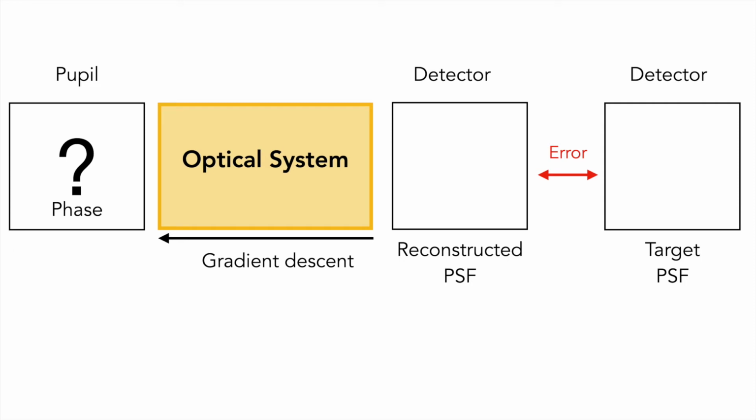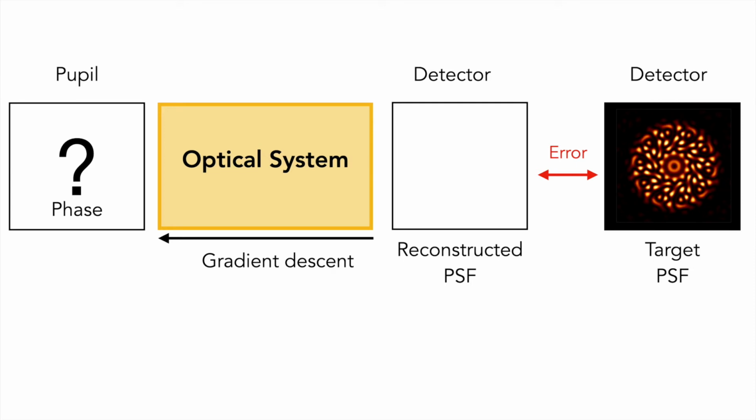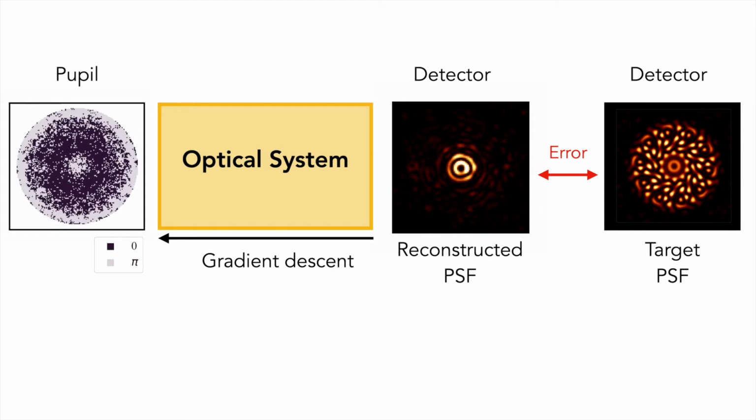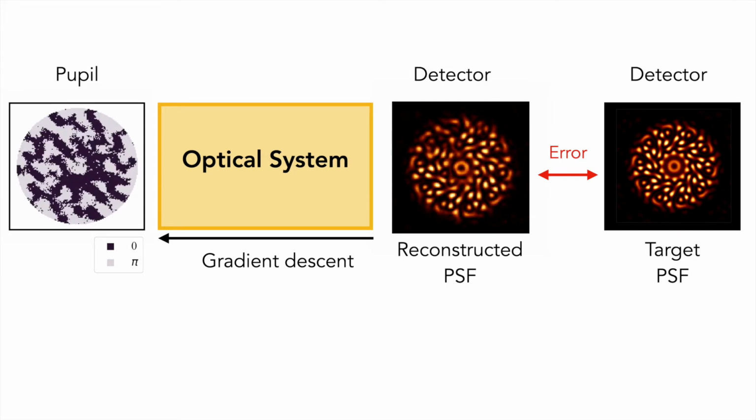So here is a target PSF that I have, and I want to work out what the original phase is. I'm basically going to start with some noise and use that to estimate a PSF. Now I will compare the reconstructed PSF with the true PSF, and my objective is to minimize the difference. Using gradient descent, I can then propagate this information back to the pupil so I know how to change the phase values to reduce my error.